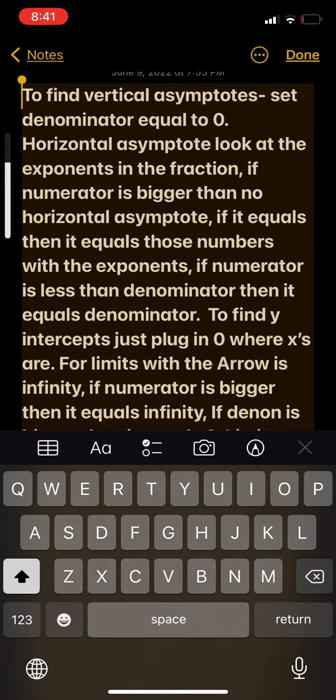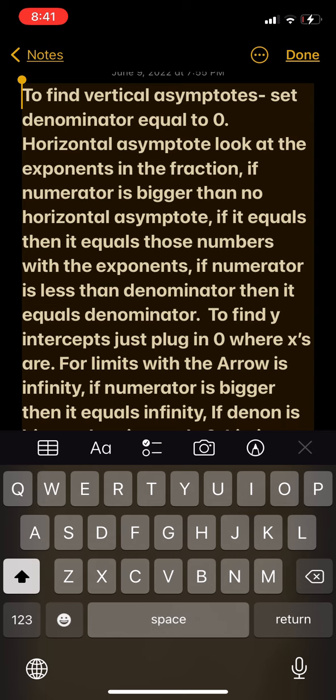To find a vertical asymptote, set the denominator equal to 0. For a horizontal asymptote, look at the exponents in the fraction. If the numerator is bigger, there is no horizontal asymptote. If they are equal, then it equals the ratio of those numbers with the exponents. If the numerator is less than the denominator, then it equals 0.